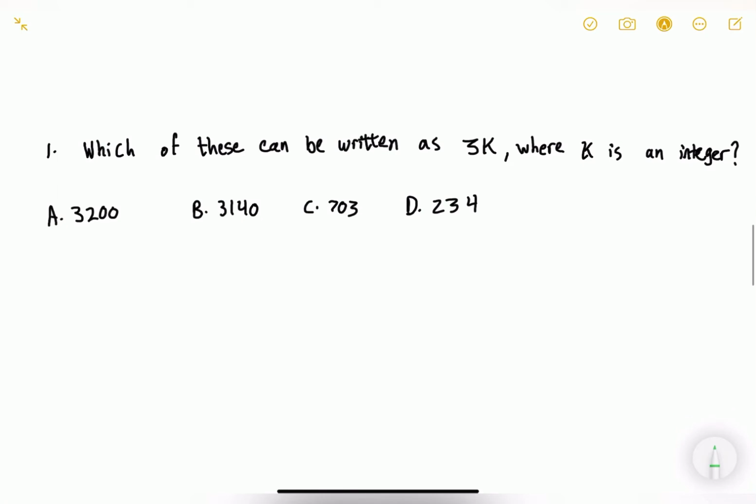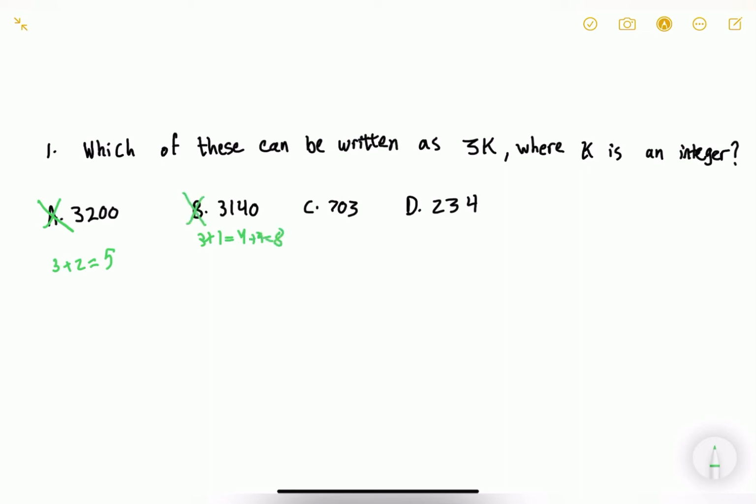Let's get started. It's asking which of these can be written as 3k, where k is an integer. Okay, so when we look back at the rules, we can recall that the sum of the digits is divisible by 3. So all we have to do is add. What's 3 plus 2? It is 5. Is 5 divisible by 3? No, meaning the whole answer is not divisible. 3 plus 1 is 4, plus 4 equals 8. Is 8 divisible by 3?